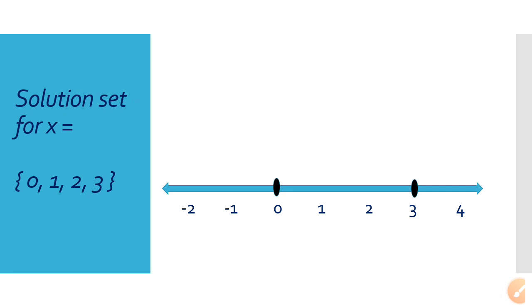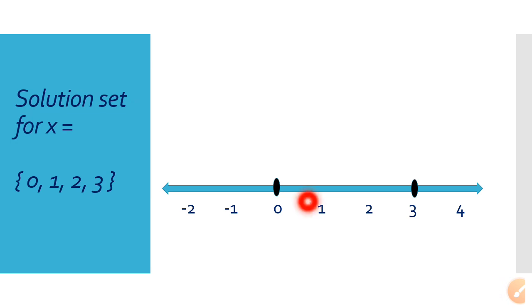In a number line, like this one, you can see a two-headed arrow. Two-headed arrow means the number may be more than 4 and less than -2. That means the number can exceed 4, like 5, 6, 7, 8, 9, 10 up to infinity, and here it can be less than -2, then -3, then -4, like that. Okay, so here the solution set given to us is 0, 1, 2 and 3.